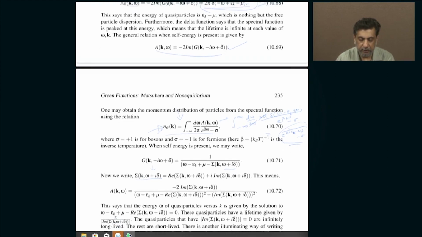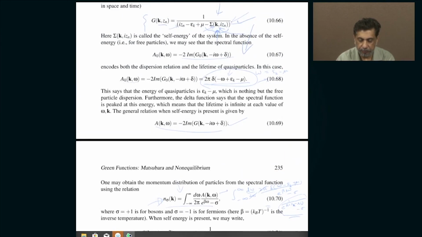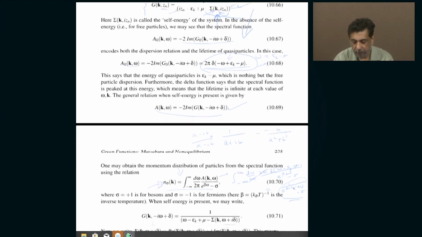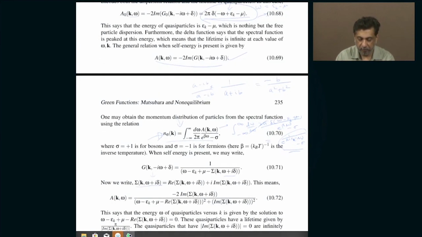If I do this, then I take the imaginary part. You see, the imaginary part of 1 over A plus IB is nothing but, because I can multiply and divide both sides by A minus IB, I will get A squared plus B squared into A minus IB, and the imaginary part of that is minus B. Okay, so basically that is what I have done here.